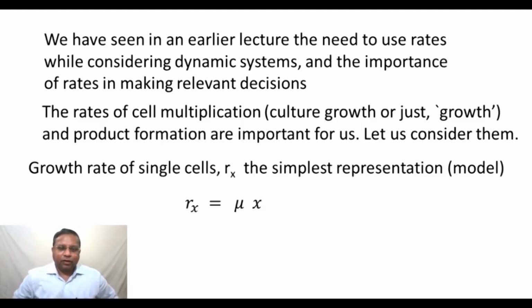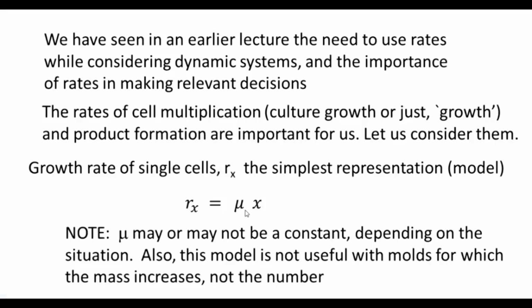If we consider a single cell, the simplest mathematical representation or mathematical model is as follows. The rate of cell growth, as given by Rx, is directly proportional to the cell concentration x, the first order model, or equals a certain mu into x. Note that mu may or may not be a constant depending on the situation. Okay, you need to again internalize this. Mu may or may not be a constant.